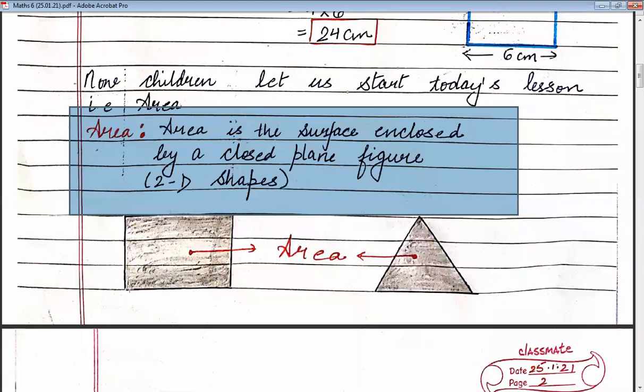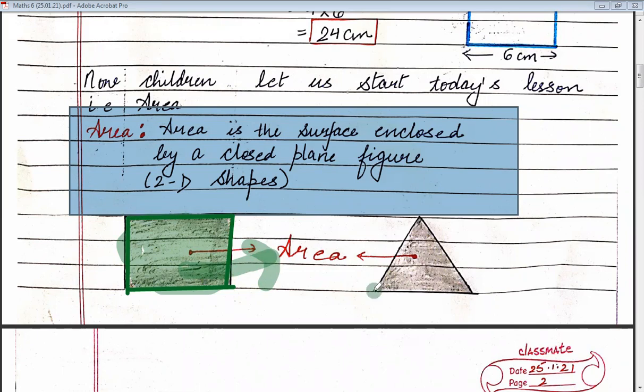Now, this is your perimeter. If I just mark the perimeter, the outer length is your perimeter. So whatever area is enclosed inside, that is your area. Children, the surface which is enclosed inside the boundary is your area. So you can say that the inner surface is your area.